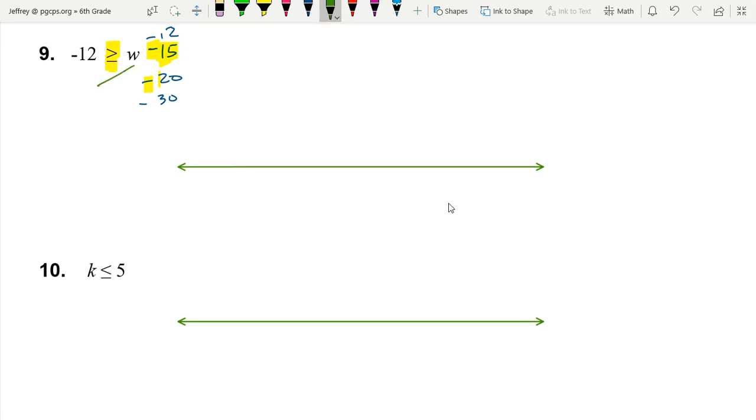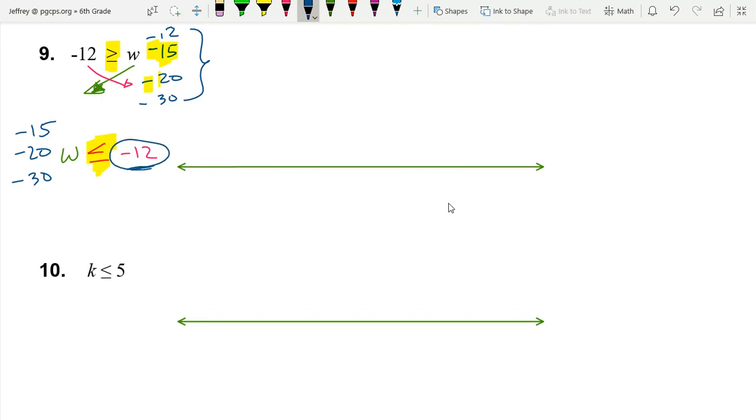It's easier to graph when the variable is on the left side of the inequality. So I'm going to switch this variable w from the right side to the left side. And I'm going to switch the -12 to the right side, because we usually read a mathematical sentence from left to right. Now, if I switch this, that means my w now is going to be less than or equal to -12. Now make sure I also switch the inequality symbol, because that means I'll be bringing all these numbers to the left side. That means -20, -30, -15 now are less than or equal to -12.